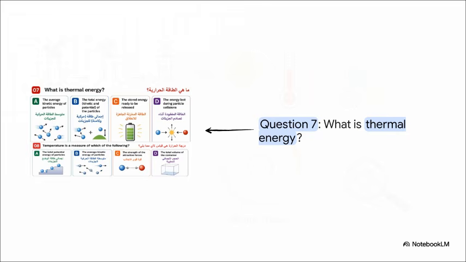What is thermal energy? Based on the massive hint we just went over, we know we're looking for the word total, and it needs to include both types of energy. That leads us straight to choice B, the total energy, meaning kinetic and potential, of the particles.